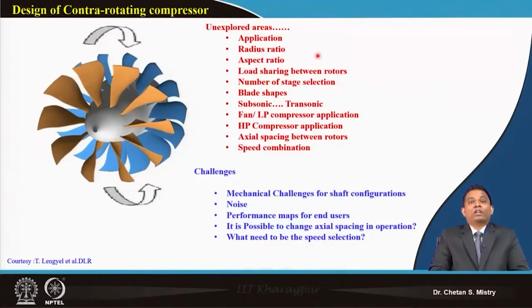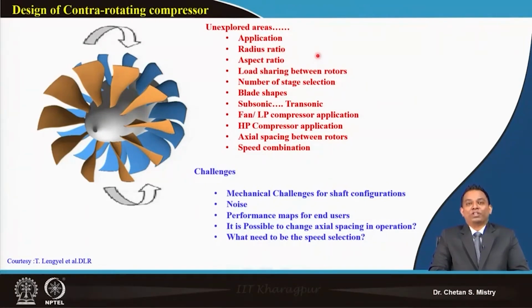When we talk about dimensions, what needs to be the radius ratio? Will it be a low radius ratio or a high radius ratio? What will happen if I have a high radius ratio, and what will happen when we use a low radius ratio? That kind of study is still to be explored. Aspect ratio of the blade is one of the major attractions. People are moving towards low aspect ratio fans, but for contra-rotating, do we have such a thought? That is unanswered till now.